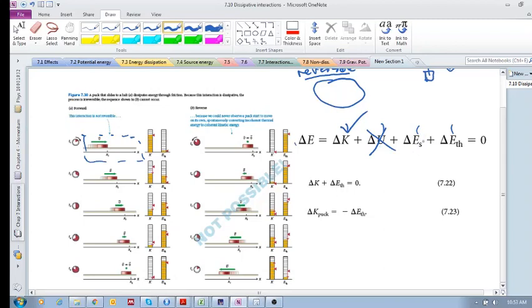What about source energy? Is there any nuclear energy, any chemical reaction, nuclear reaction? No, there isn't. So we're left with these two. In this specific case, we're left with kinetic and thermal, and the kinetic energy is being converted into thermal energy. All right, so this is just another way of rewriting it.